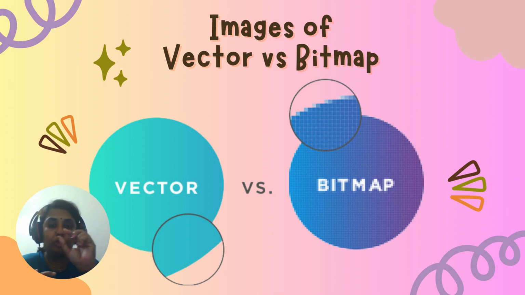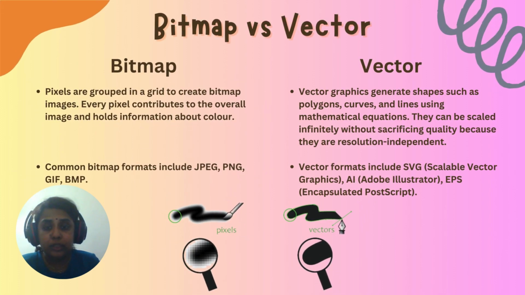You can see if you enlarge an image, it will go into boxes. This is because in bitmap, pixels are grouped in a grid to create bitmap images. Every pixel contributes to the overall image and holds information about colors.